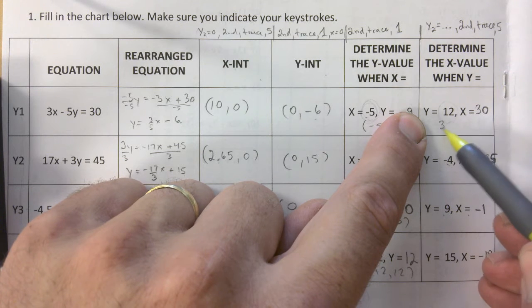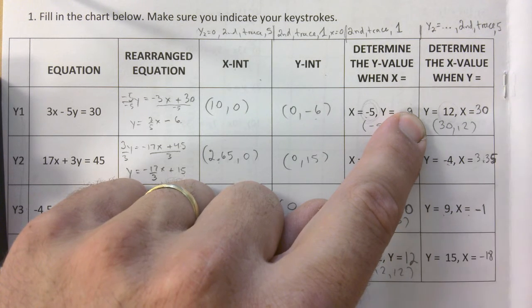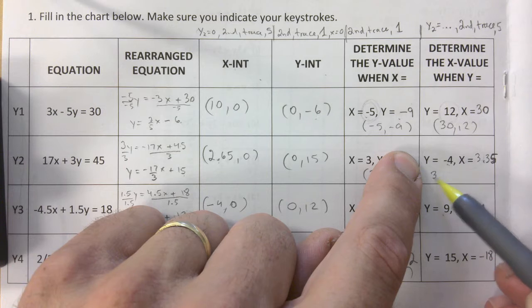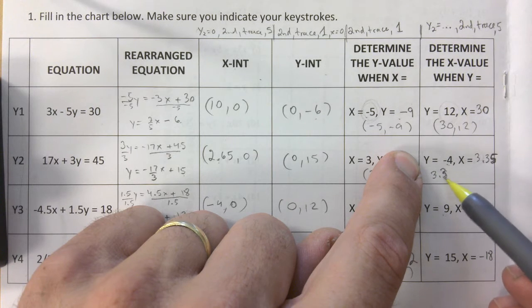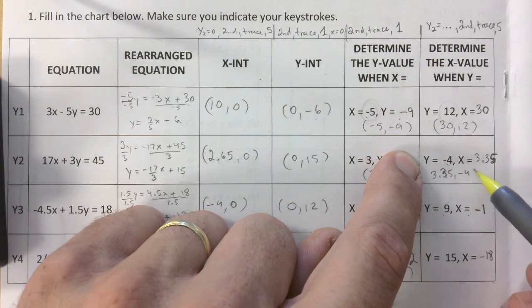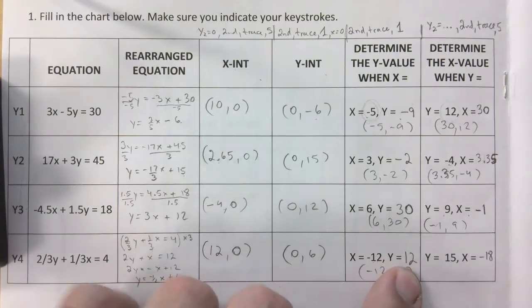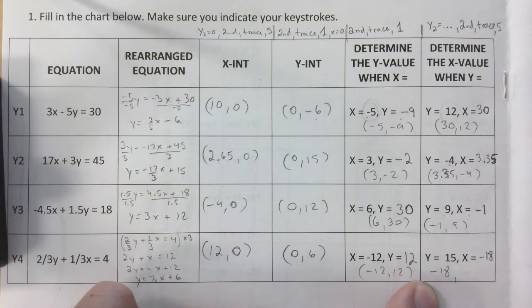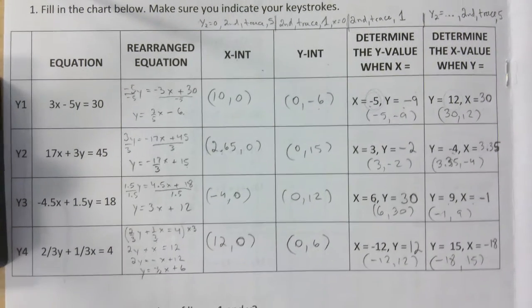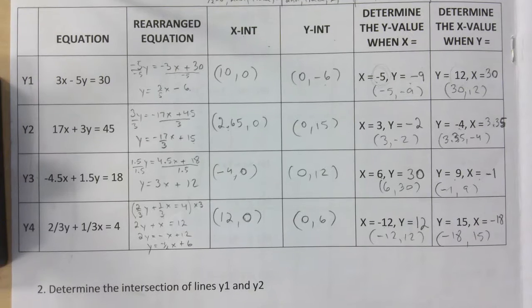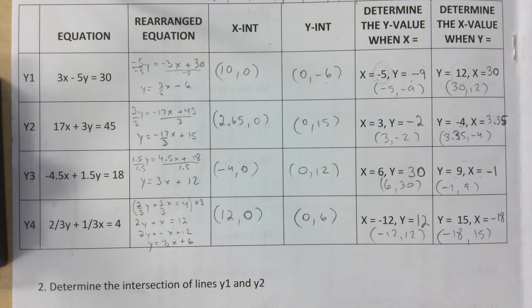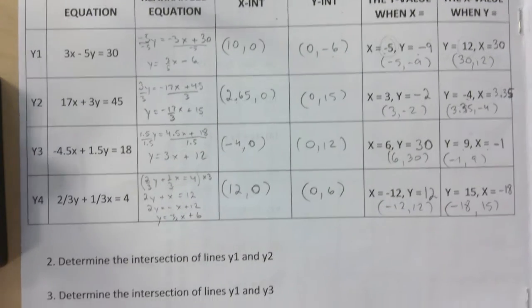When x is equal to 30, y was 12. When x is equal to 3.35, y is equal to negative 4, and so forth. If you remember that you're actually finding coordinates to a point, it helps you understand what's happening. Okay? All right. Now the fun part. This is the fun part.